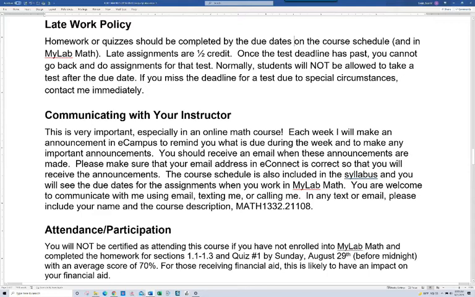Late assignments are half off, so not only are you going to lose the points, but you're going to be rushed. It's just going to make things much better for you if you can stay on top of the homework and have everything done before each test. Once you've taken the test, or once the deadline's passed, you cannot go back and do assignments for that test.